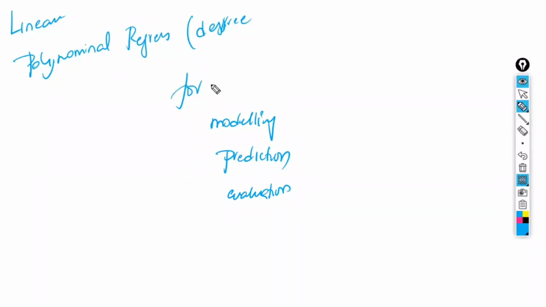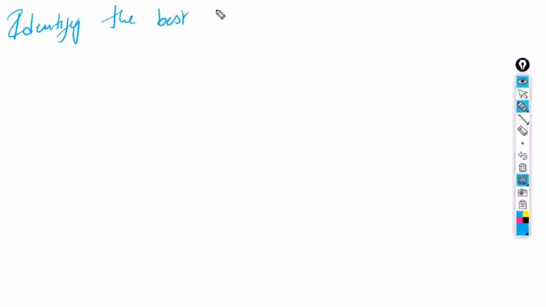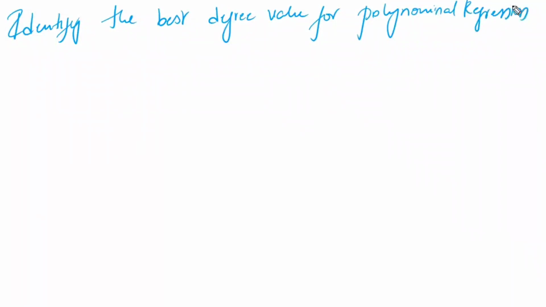So every time, for each and every degree value, it changes the degree. For each degree, we have done the model, prediction and evaluation and identified which is the best degree. So identifying the best degree value for polynomial regression is called hyperparameter tuning.